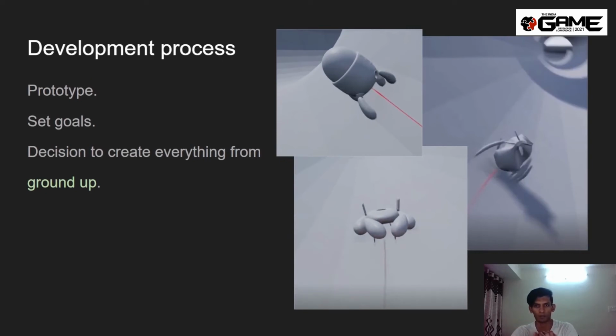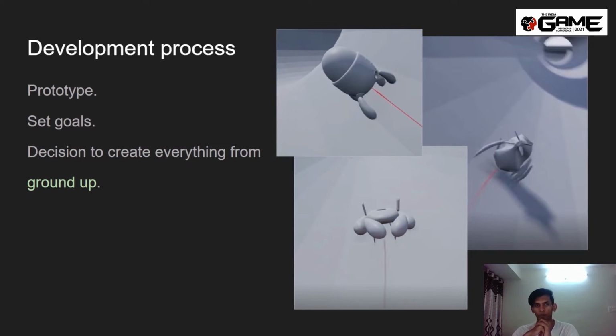Let's get into the development process of Botrots. The first step for us was to create the prototype. So we wanted to quickly iterate to test the look and the feel of the game. So we used the Unreal Engine's existing templates. We used the Vehicle template to see how the bots feel in the world.